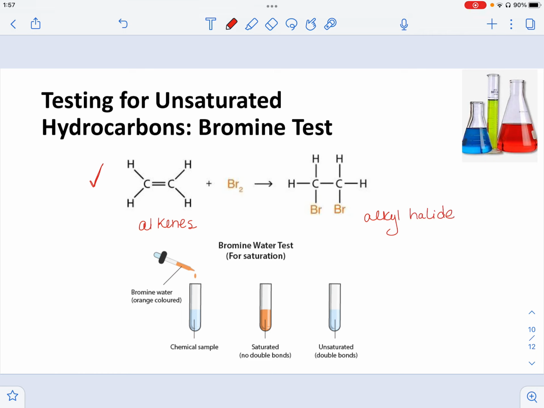Specifically a dihalide, because in this addition reaction, each of the halogens, in this case bromine, are going to be added to the carbons that used to be double bonded to one another. How does the bromine test actually look like?